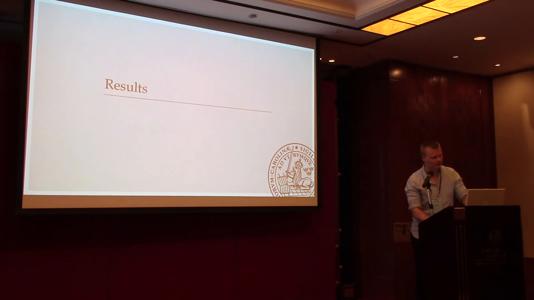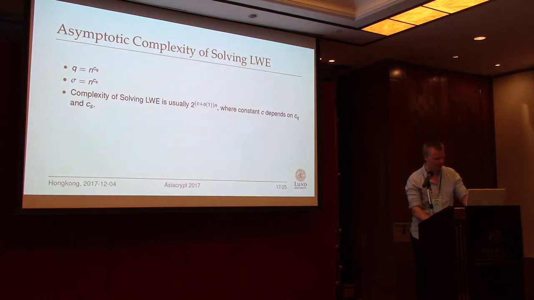Now over to some results. And first, I want to mention how the asymptotic behavior of solving LWE typically looks. So you have n as the dimension of the problem. Then you set the alphabet size q as n to the power of c_q, and the standard deviation sigma as n to the power of c_s. Then the complexity of solving LWE is typically 2 to the power of cn, where c is a constant that depends on c_q and c_s.